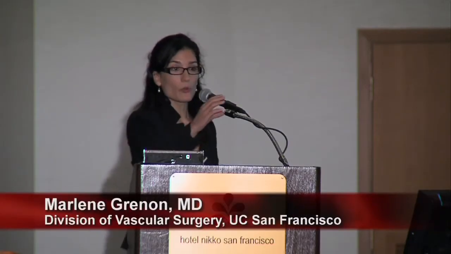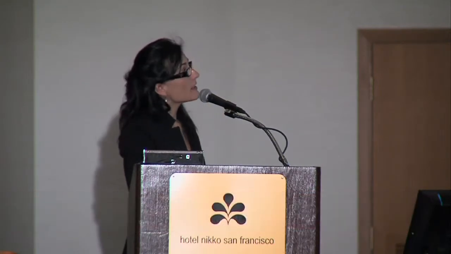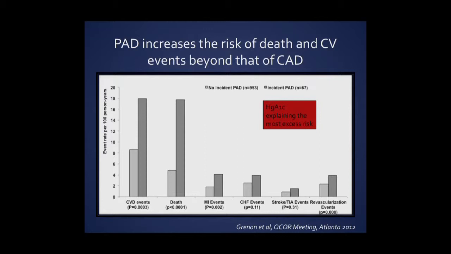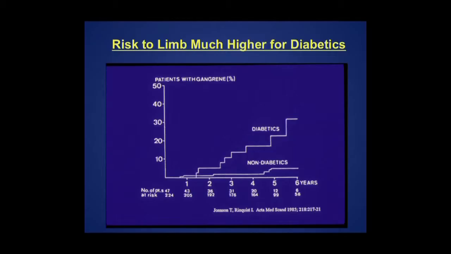This is coming from our own data with the Heart and Soul study looking at patients with coronary artery disease, and it demonstrates that in that setting, if you have PAD on top of that, you have a double risk of having a CVD event or dying from it. And the factor that explained the most of this excess risk was the hemoglobin A1C. So diabetes in that setting is a major problem. Again, here is a classical slide demonstrating that patients that have diabetes are more at risk of losing their limb.